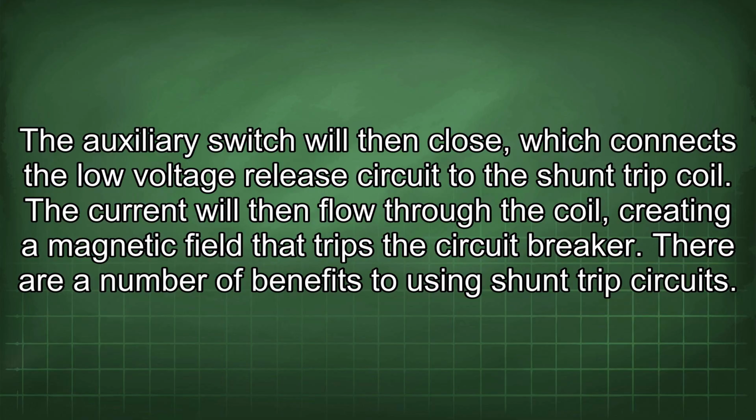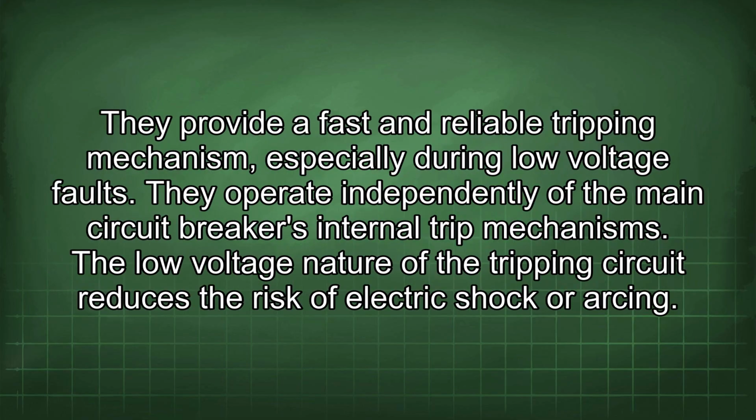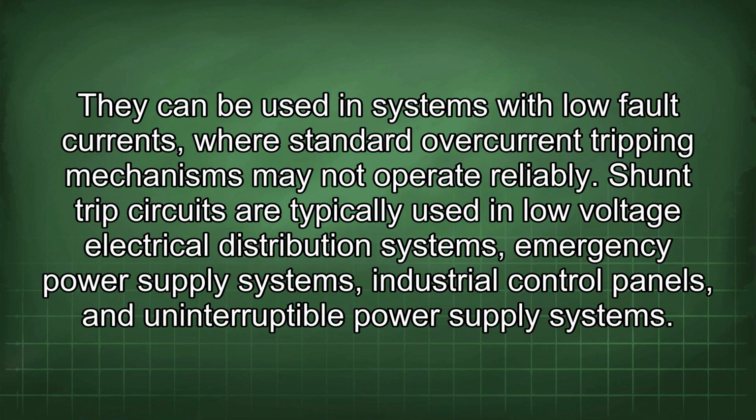There are a number of benefits to using shunt trip circuits. They provide a fast and reliable tripping mechanism, especially during low voltage faults. They operate independently of the main circuit breaker's internal trip mechanisms. The low voltage nature of the tripping circuit reduces the risk of electric shock or arcing. They can be used in systems with low fault currents, where standard overcurrent tripping mechanisms may not operate reliably.